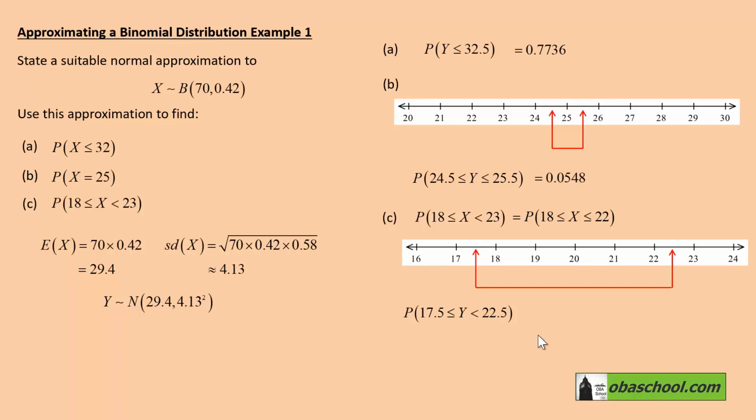Now we can do this on the ClassWiz, but you've seen this type of calculation before, so I don't need to go through it again. And that comes to 0.0457.